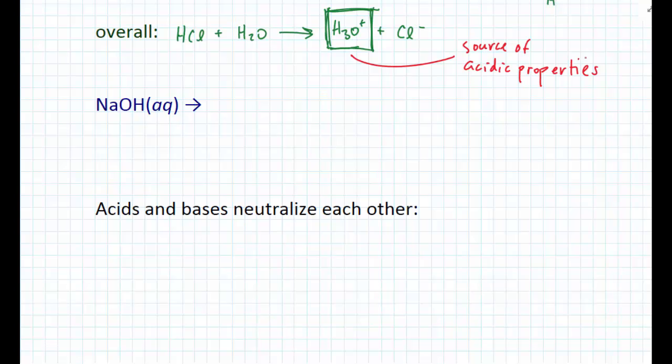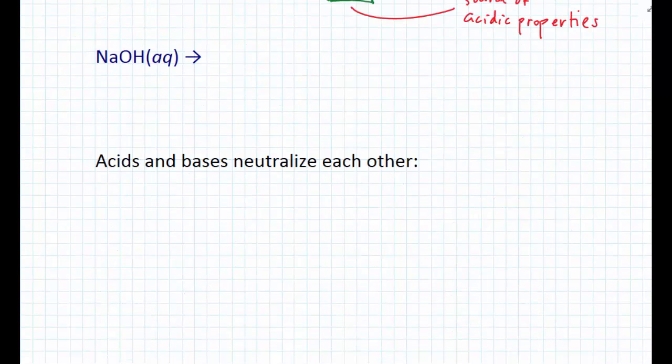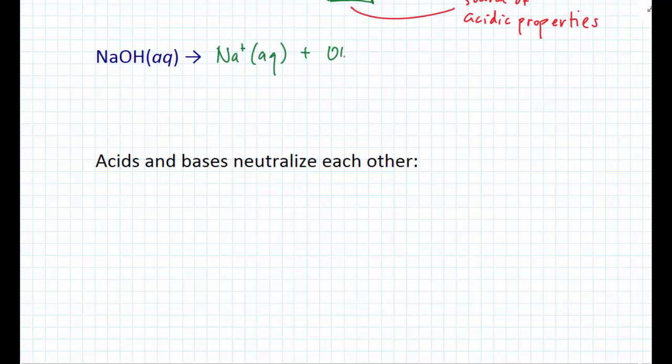With bases, we said bases produce hydroxide ions. I said that up here. Acids produce H+, but really that immediately becomes hydronium. Bases produce hydroxide. So when the substance we have is sodium hydroxide, that is pretty straightforward. Let's write it like this, though. Na+ (aq) and OH- (aq). That's dissociation again.